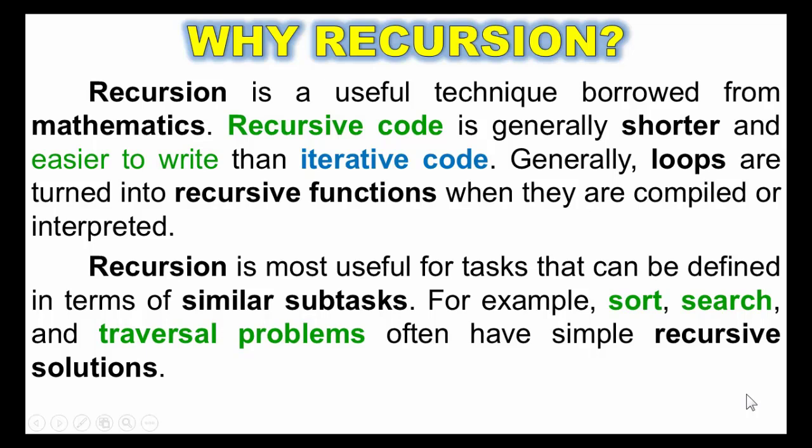Why recursion? Recursion is a useful technique borrowed from mathematics. Recursive code is generally shorter and easier to write than iterative code. Generally, loops are turned into recursive functions when they are compiled or interpreted. Recursion is most useful for tasks that can be defined in terms of similar subtasks. For example, sort, search, and traversal problems or algorithms often have simple recursive solutions.